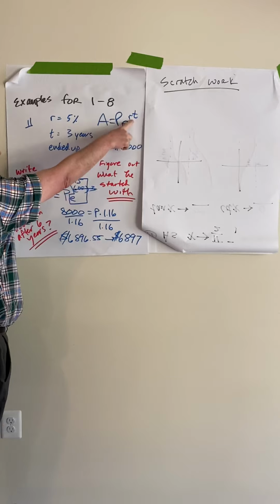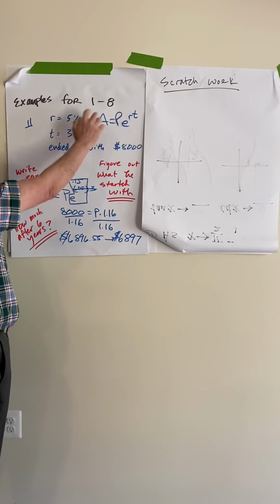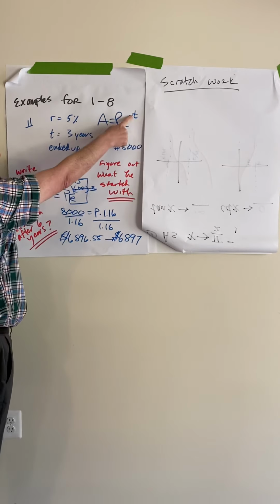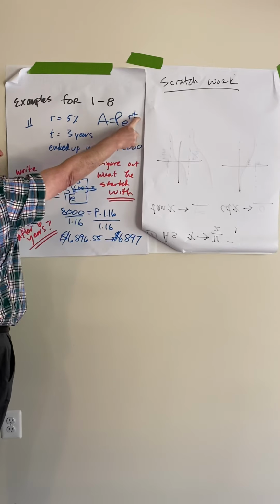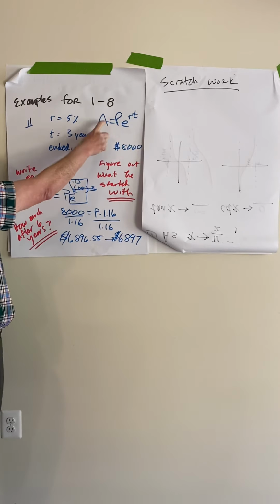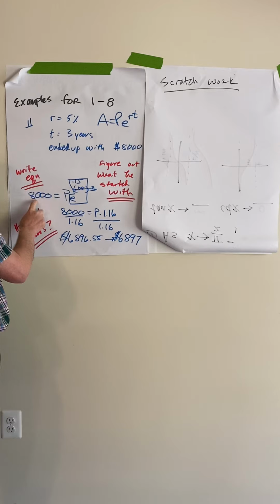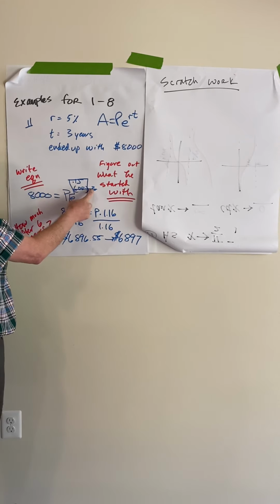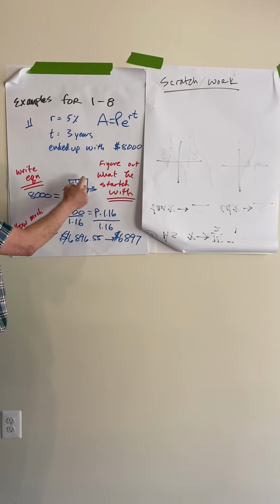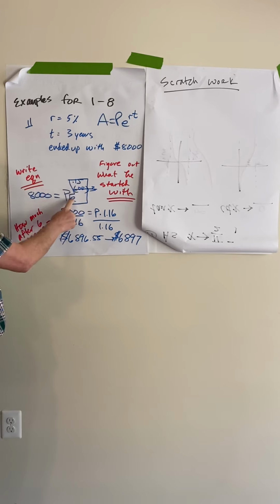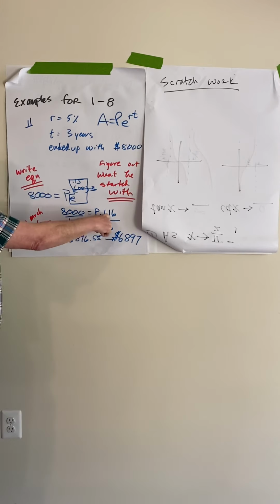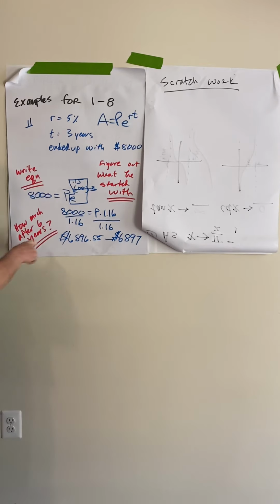So reviewing how we did that, we got the equation A equals Pe to the rt, and we put in what we knew. We knew the rate was 0.05, we knew the time was 3, and we knew that the amount that we ended up with was 8,000. So we got 8,000 equals Pe to the 0.05 times 3, multiplied those together, 0.15, figured out what e to the 0.15 was, which is 1.16, divided both sides by that 1.16, and we got the amount of money we started with.